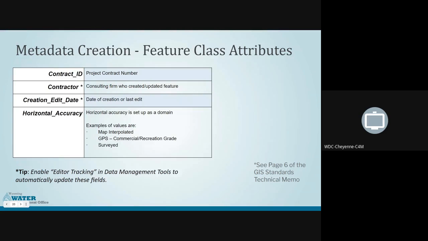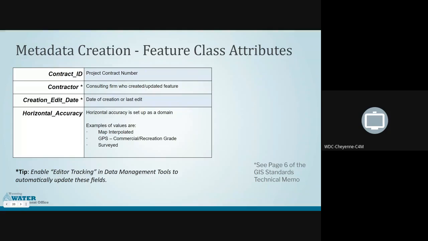For horizontal accuracy, that's a coded value domain, so be sure to review the tech memo and to know which code is appropriate for each feature. And then at the bottom here, we have one of our tips. Tip number 7 is assign an edit date to only those features that you change.